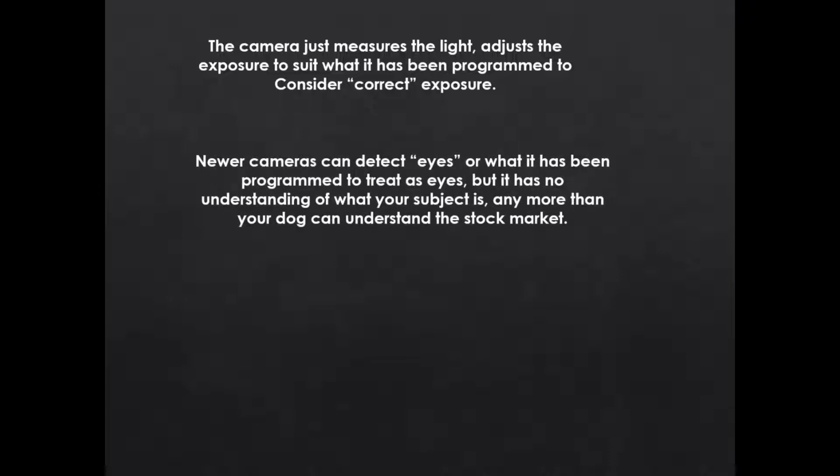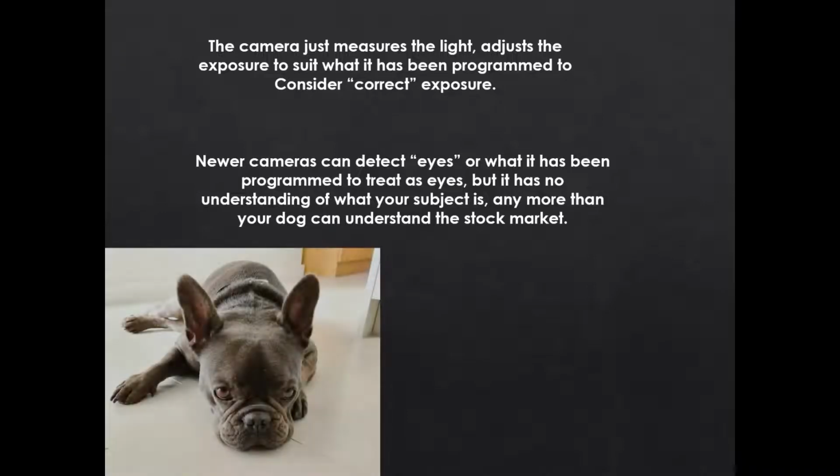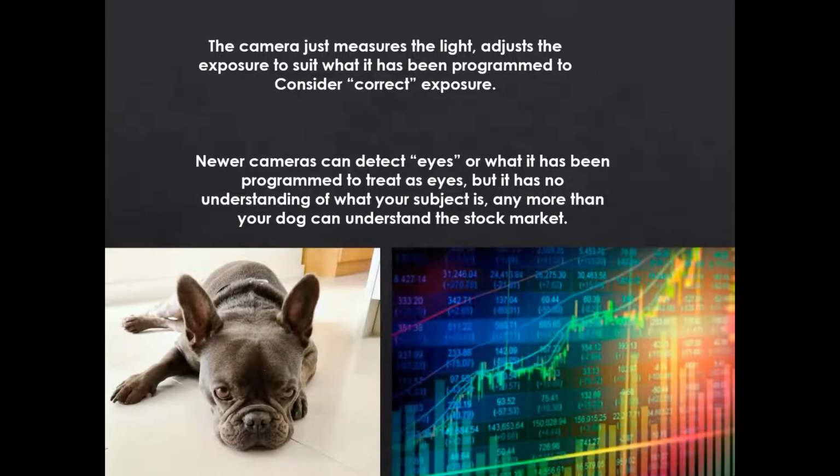Now, some people will say, yes, but these new cameras, they can detect eyes, and so obviously they must be able to detect faces and things. Well, no, the camera's been programmed to recognize a shape that we call eyes, but all it does is measure contrast. It doesn't really understand things any more than your dog can understand the movements of the stock market. It's something totally alien and outside the ability of the camera to do anything like that.